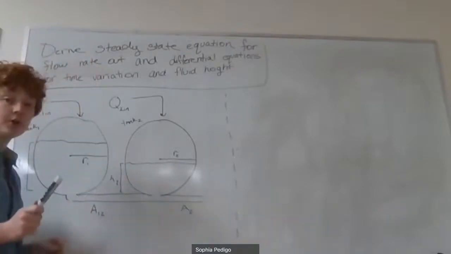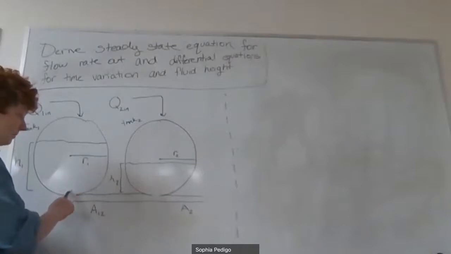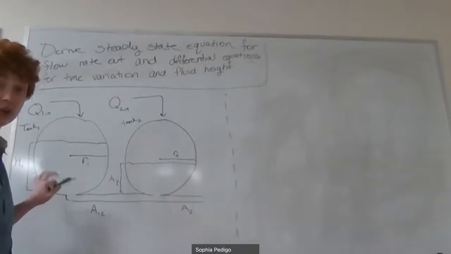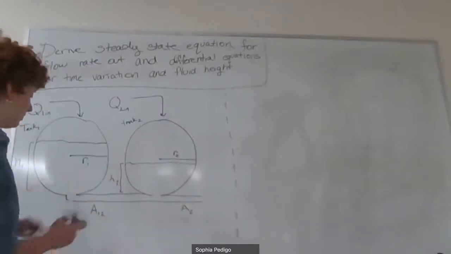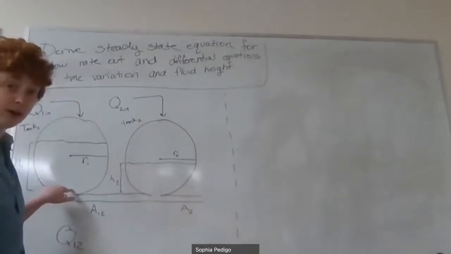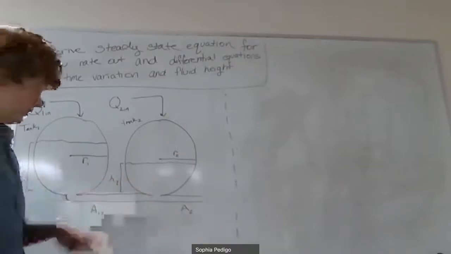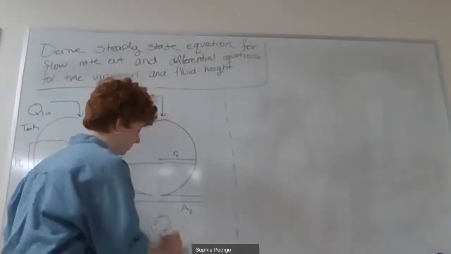Another thing to note about these tanks is that there's a pipe connecting both of them, and there's a flow rate going out of the tanks. For tank 1, we're going to call this flow rate Q12 because it's flowing from tank 1 to tank 2. And for tank 2, we're going to call the flow rate that's leaving Q2.